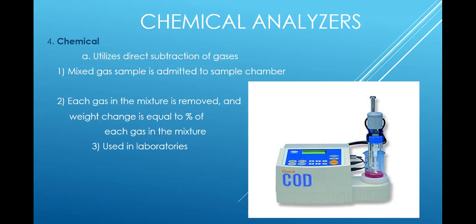You'll never see this on the floor. The chemical analyzer is used in the high-tech laboratories, okay? It takes all of the gases that you put in it, and it separates them, right? And as each one is removed, the weight is changed. And the weight change is equal to the percentage of each gas in the mixture. So it's kind of like Dalton, right? If you think about the chemical analyzer, it kind of uses Dalton's principles.